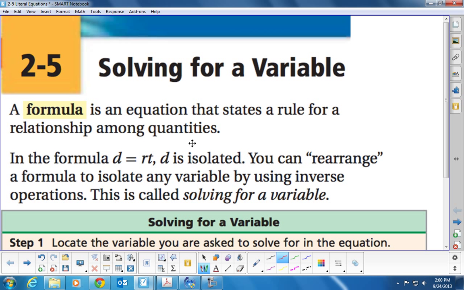Hello, E-class. Today we're going to learn about solving for a variable. But you might say, Mr. Coles, we've already solved for variables. We understand that. But I'm going to say, hey, I'm going to throw you a curveball here. This time we're going to use formulas.